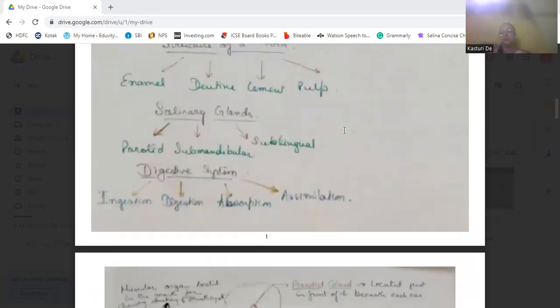Now the digestive system has four processes. First is ingestion, that is taking in the food. Digestion is the breaking down of the complex food we eat into simpler substances which can be easily absorbed in our body. Then comes absorption, where the simpler food substances are absorbed into the bloodstream. And assimilation, where they are then taken into the cells and assimilated.